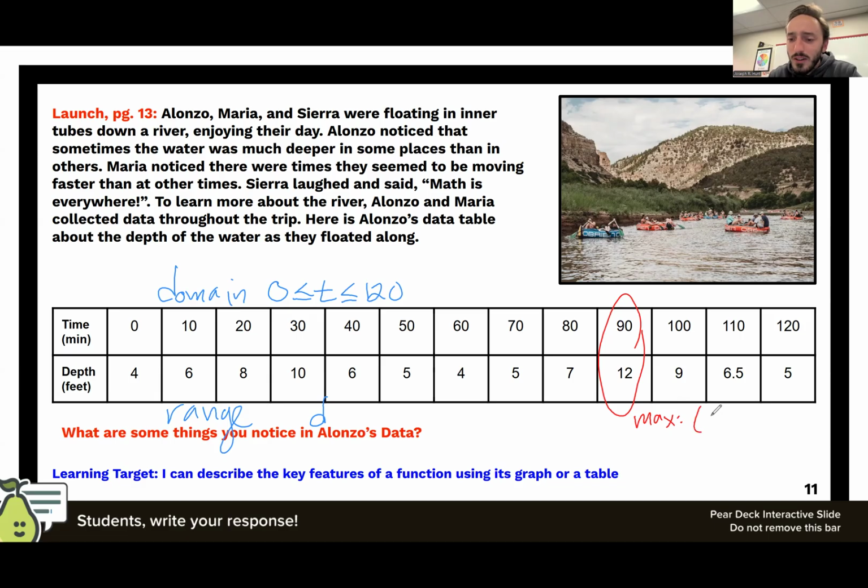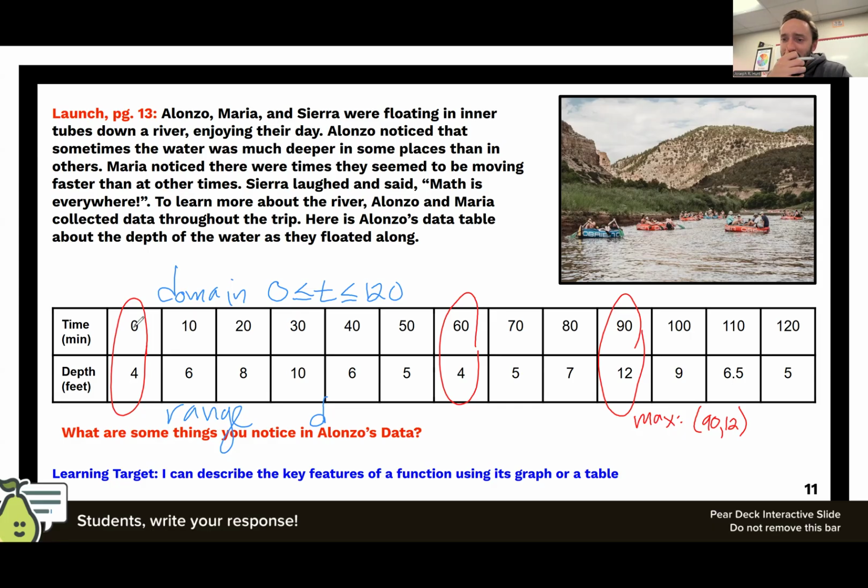From there, I might also be interested in trying to pin down if there's a minimum depth. So as I look through some of these values for the depth, I'm going to notice that there are two different places where the depth is only 4 feet deep. So it's fairly shallow in that river. It's right off the bat when they launch the trip. It also happens about halfway through their trip, about the 60-minute mark.